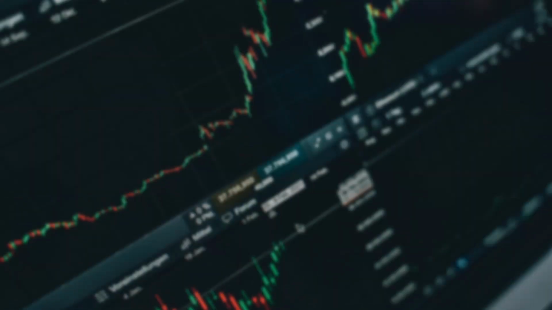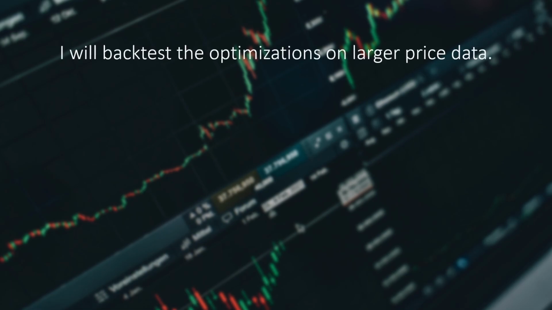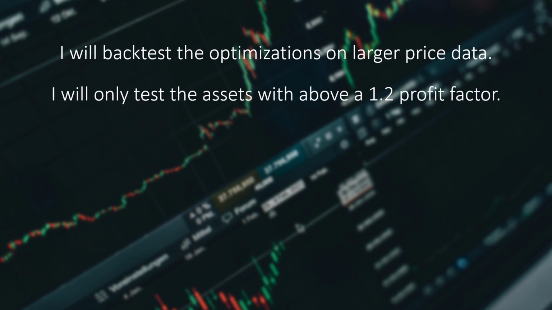So I decided to test these optimizations on larger price data. I backtested all of these optimizations again on 1 year of price data before each optimization's date. But now I will test them on only those assets that were already proven to be profitable after the optimization date. Once the results are in, we will know which assets are the best to use with which optimization.